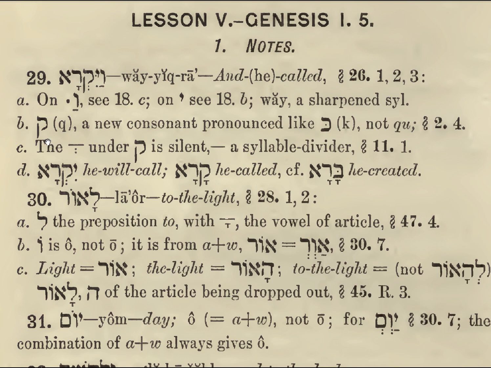K is a new consonant. It's pronounced somewhat like k, but further back in the throat. If you make a kiss sound, but towards the softer part at the back of your throat. The shava under the k here is silent because it's ending the syllable. Vai, yik, ra.